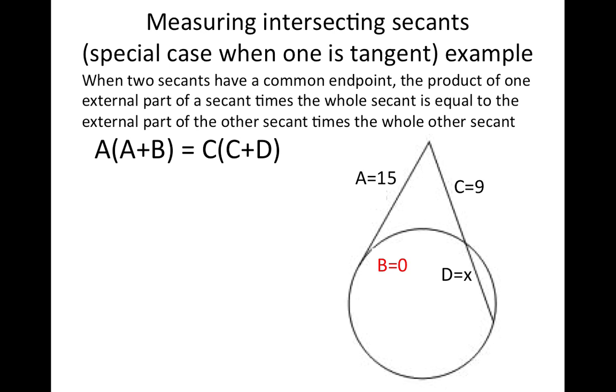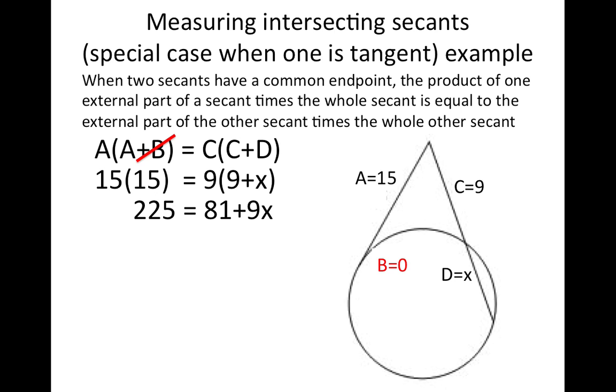Now let's do an example problem of this one. So once again, I'm going to write down my formula, and in this example, I'm going to have A equals 15, B is going to be 0, of course, and C is going to be 9, and I'm being asked to find D, so I'll call that x. So I'm just going to plug in my values, first cross out my 0 for B, plug in my values, and I get 15 times 15 equals 9 times 9 plus x.